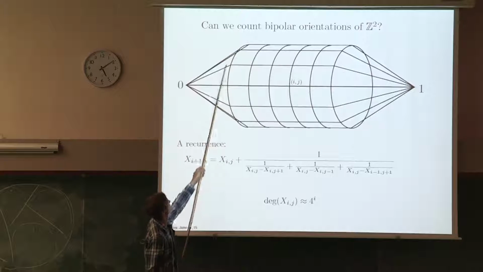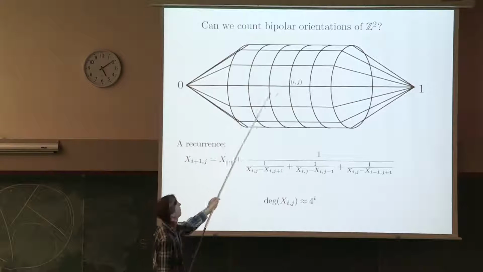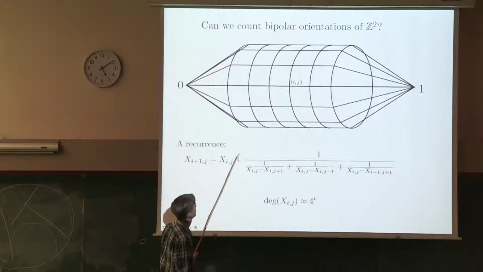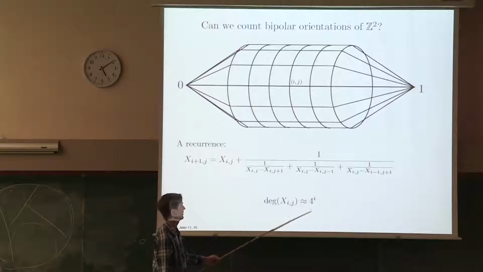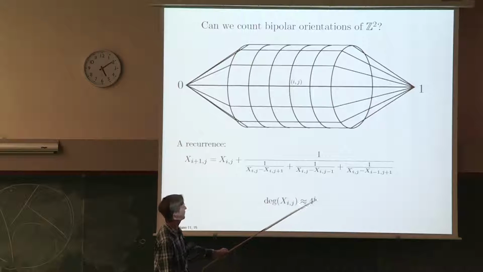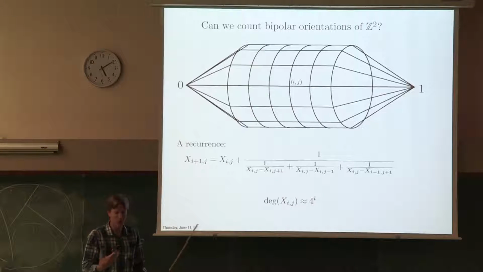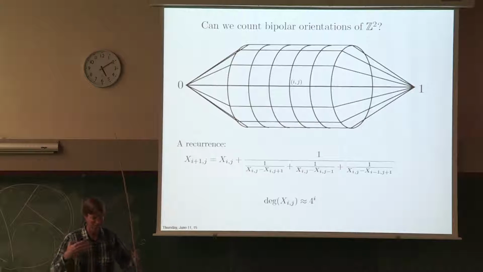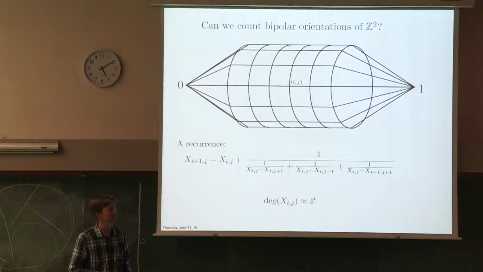So I just put variables on the first row, and you compute the degree growth of xij as a function of I, as I goes across, and it grows asymptotically, when the cylinder gets large, at rate 4 to the I. Which would indicate that there are at most 4 to the number of vertices solutions to this equation.